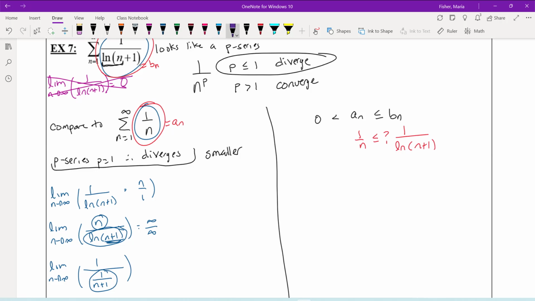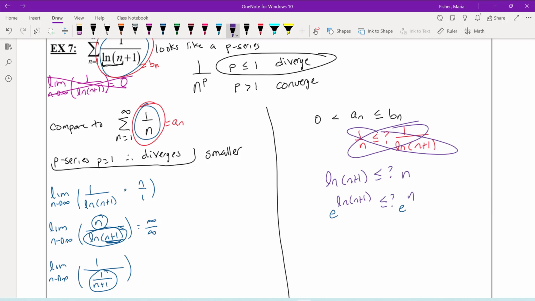We can always cross multiply. So if we cross multiply, we have the natural log of n plus 1. Is that less than or equal to n? I'm not sure because of the natural log. Let's get rid of the natural log. How do we do that? We make e the base. So e raised to the natural log of n plus 1, is that less than or equal to e raised to the n? Here these cancel and I have n plus 1 less than or equal to e to the n.